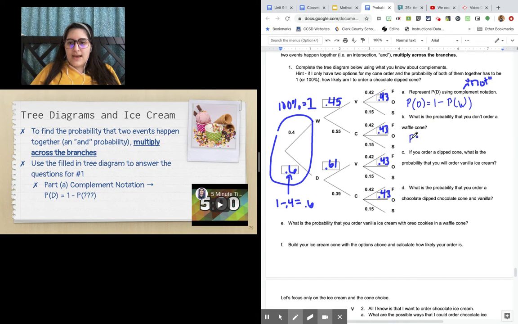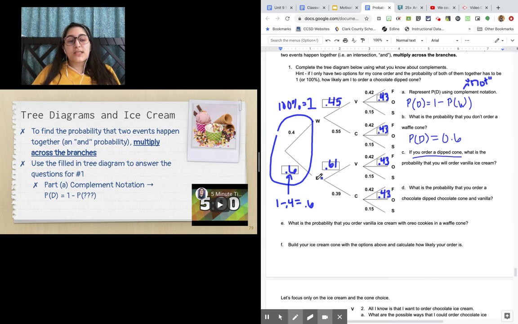So that is the probability of D, which we already found is 0.6, okay? All right. Let's look at part C. This says, if you order a dipped cone, what's the probability that you'll order vanilla ice cream? So I already know that I've ordered a dipped cone. So if I start here, I already know I'm going down and following this branch.